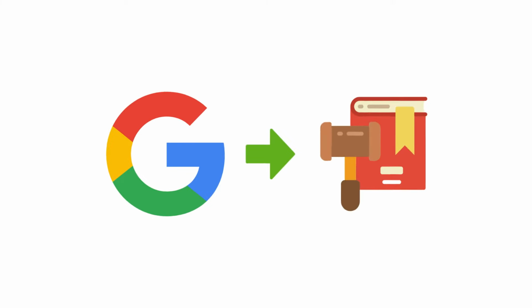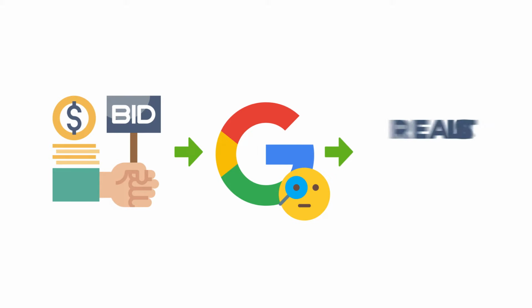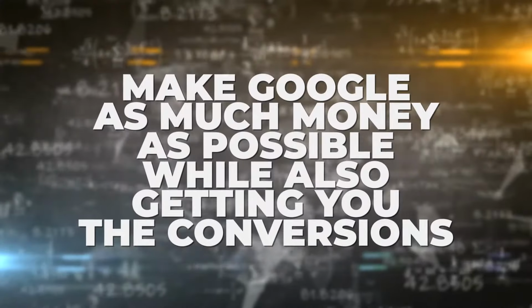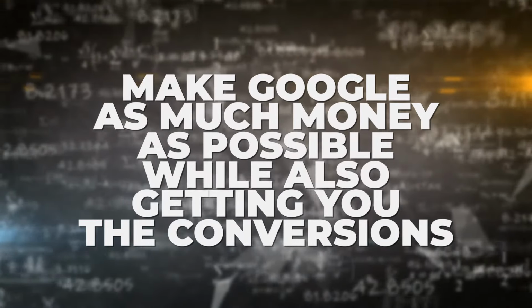So the way this works is Google is an auction, right? So if you're bidding a certain amount for conversion, Google's going to see if it actually is realistic while still being competitive in the auction, right? So the way you want to think about it, it's a complicated machine algorithm whose goal is to make Google as much money as possible while also getting you conversions in that target cost per conversion range that you want to get. So I'll give you an example, right?